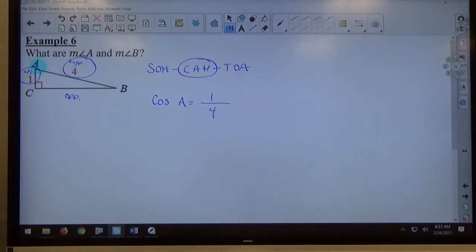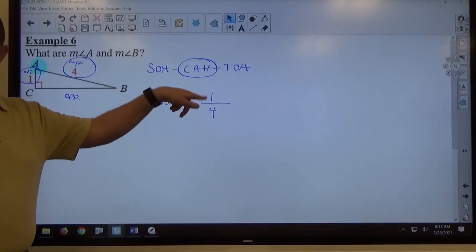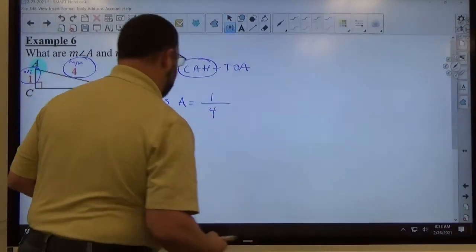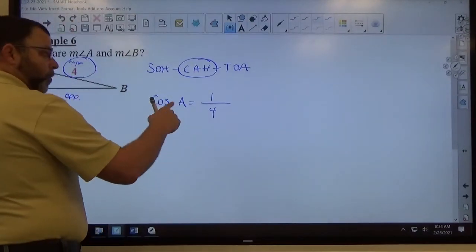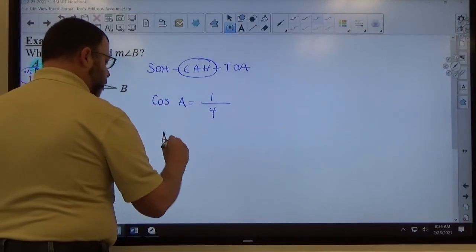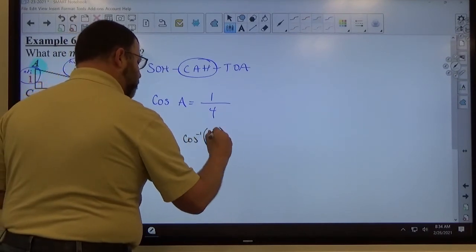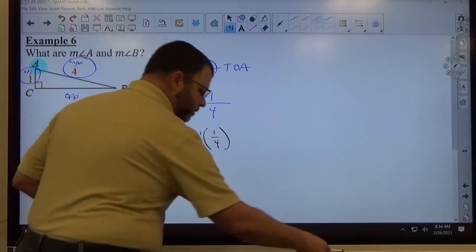Now, the last problem, we knew the angle measure. Our calculator could tell us what the tangent of 12 was. That's what we needed in the last problem, right? This problem, we don't have an angle measure, so our calculator doesn't know what cosine of A is. We know what cosine of A is. It's 1/4, right? So here's what you do to find an angle measure when you don't know the angle measure. Whatever trig function you're dealing with and you don't know the angle is going to equal the inverse trig function of the value that you have.